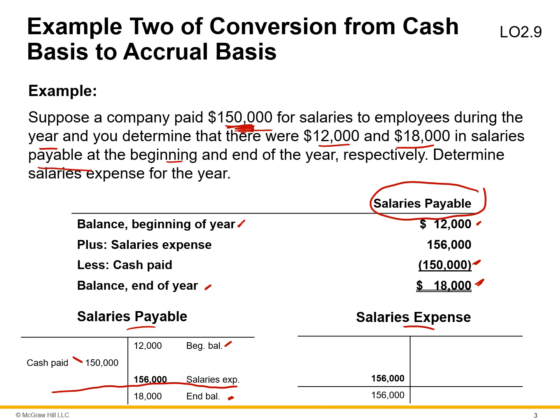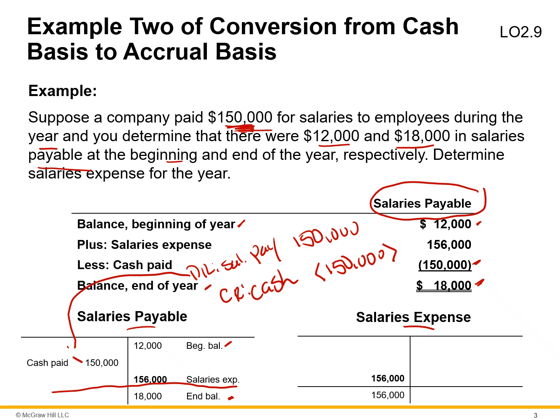If we paid out salaries of $150,000, we would have had a credit to cash for $150,000, and our debit would have been to salaries payable, because now we don't owe it anymore because we actually paid it, right? That's this entry right here. I just want to show you how this came about and how it relates to this $150,000.